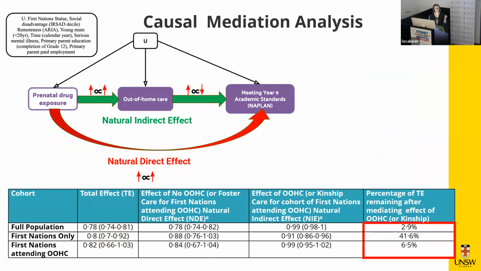In year 9, 97% of the total effect of PDE on school failure was mitigated by out-of-home care. For First Nations children, kinship care was significantly more protective than other types of out-of-home care, mitigating 93% of the total effect, whereas any out-of-home care mitigated only 58% of this effect.